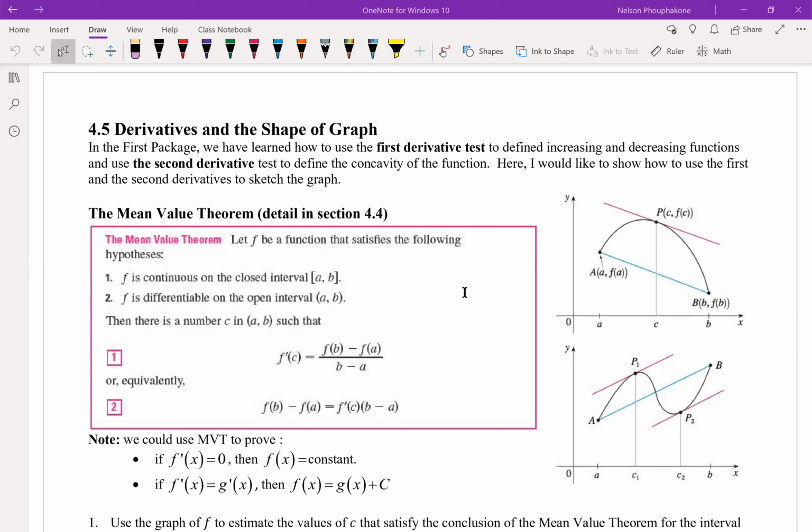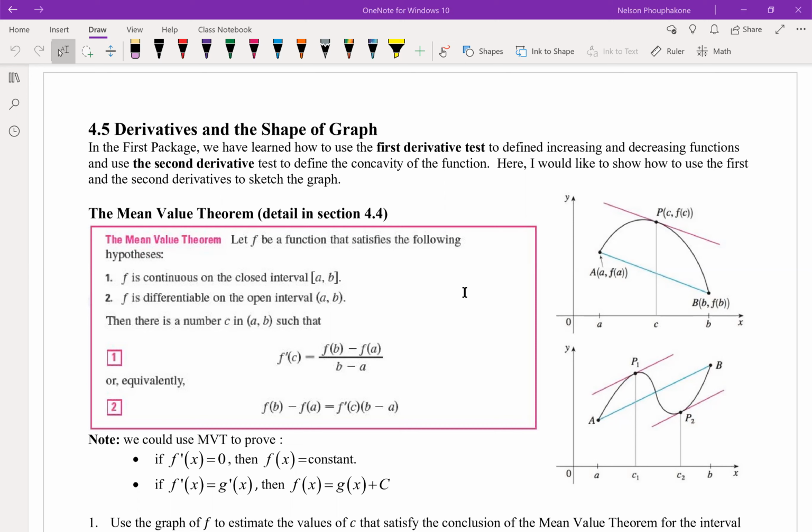Now, after we learn how to take the derivative of functions, I would like to continue to finish up this section 4.5. Again, for your final, you will have section 4.5 as one of the sections to take the test. So let us finish up this section now.